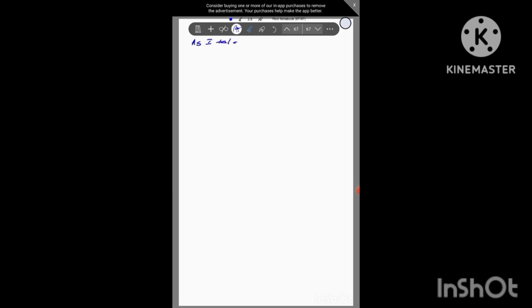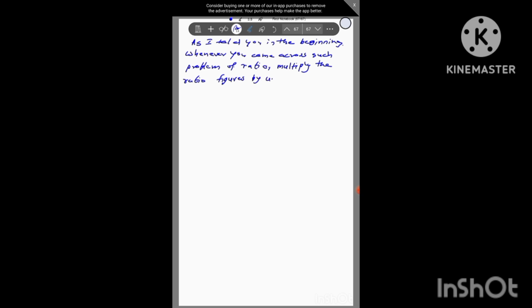So let us try this example. As I told you in the beginning, whenever you come across such a problem where a ratio is involved, follow this method as we have followed it in the previous example also, and multiply this ratio by an unknown x, that will be your variable. Okay, so let us go ahead.